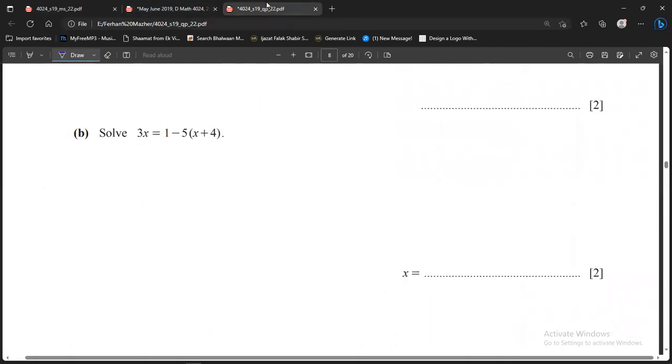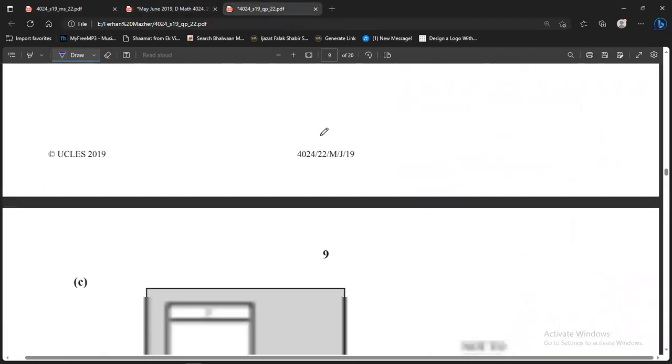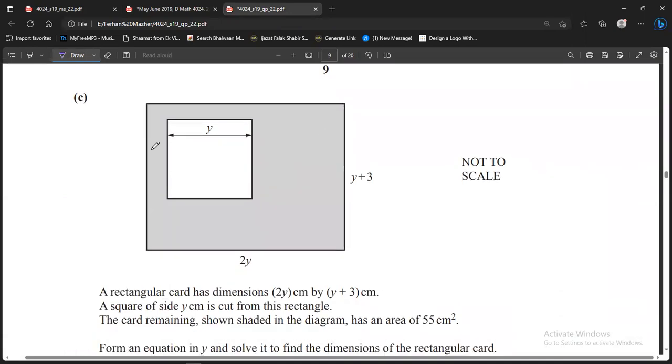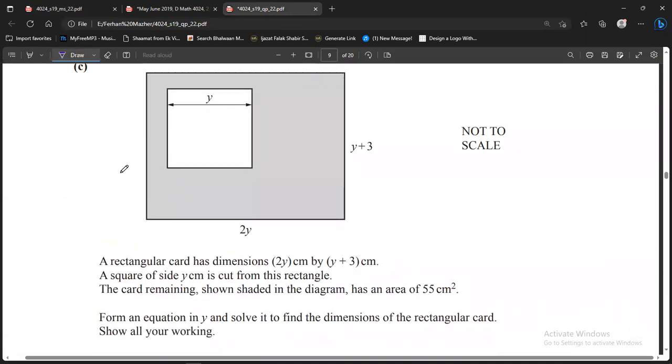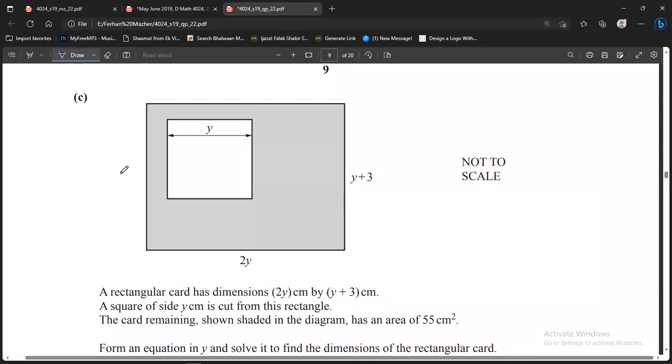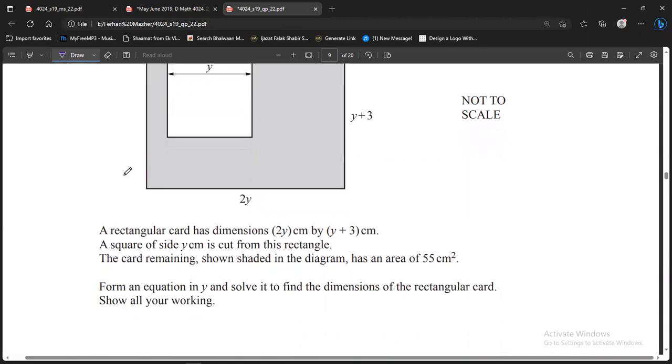So this is the solution. Okay, so we are going to the next question. Sorry, question number 5, it's C part. He says a rectangular card has dimensions 2y centimeter and y plus 3 centimeter. A square of side y centimeter is cut from this rectangle. The card remaining, shown shaded in the diagram, has an area of 55 centimeters square. Form an equation in y and solve it to find the dimensions of the rectangular card.